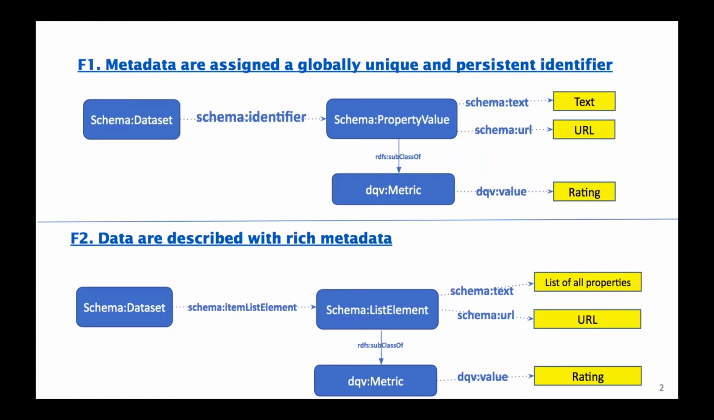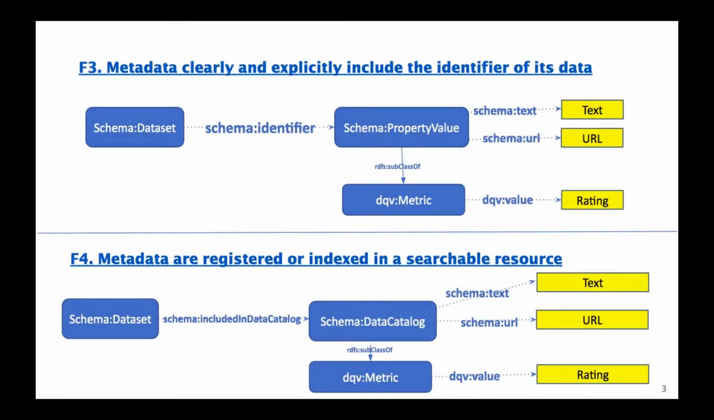Next, we have F4: the metadata are assigned, registered or indexed in searchable resources. We choose the schema included in data catalog, linking the dataset with the data catalog, and registering all the repositories and indexes that contain this metadata and dataset.